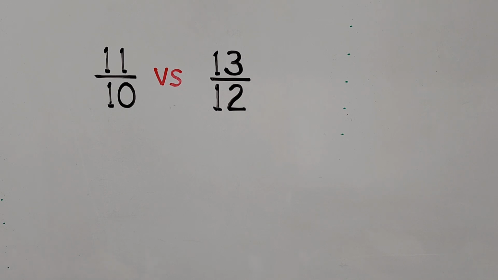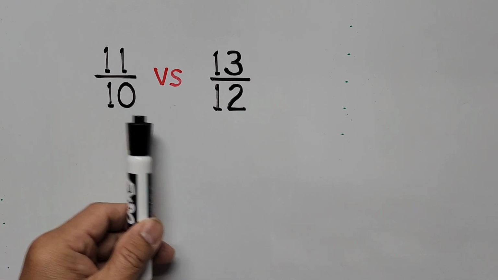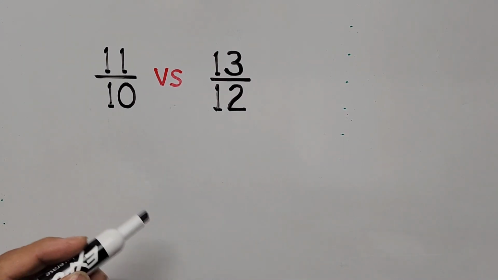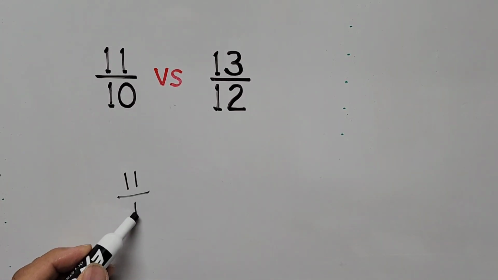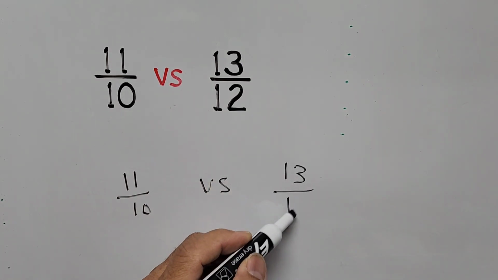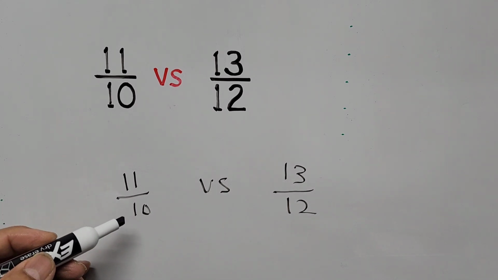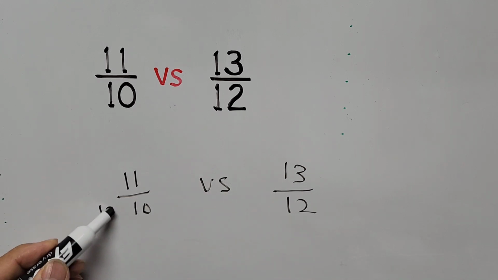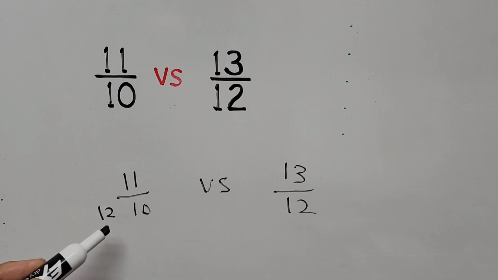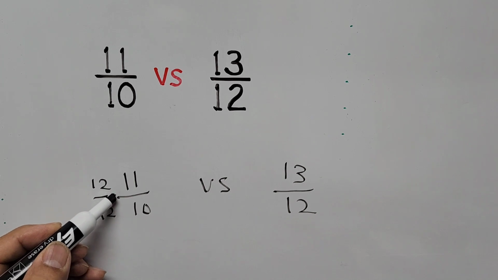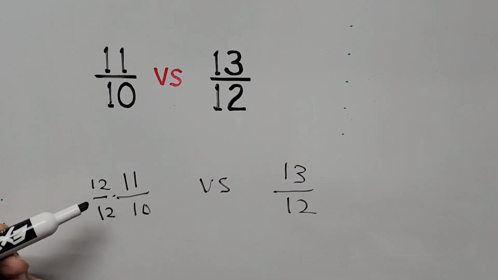To make the denominator common, we multiply this 10 by 12 and we multiply 12 by 10. So let's do that. Now, 11 over 10 and on the right-hand side 13 over 12. Considering the left-hand side, multiply the denominator with 12. Since we're multiplying the denominator by 12, we should multiply the numerator the same way, 12 over 12, so it won't alter the value of the fraction.